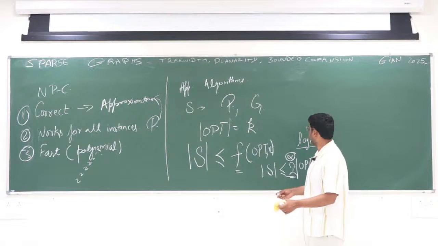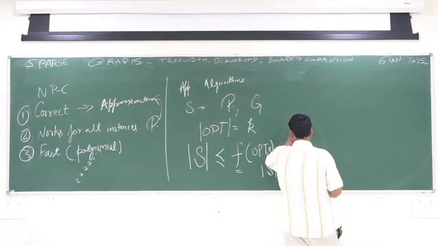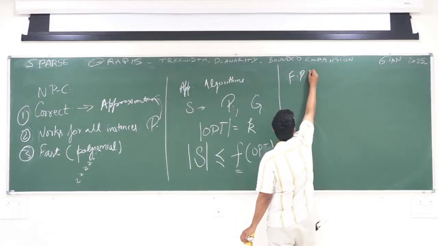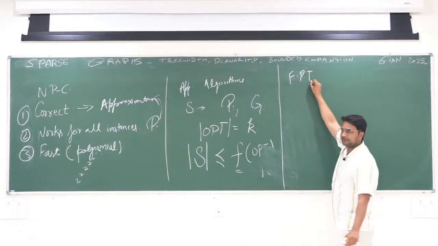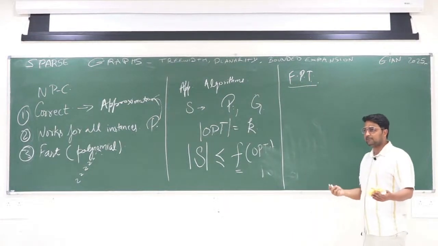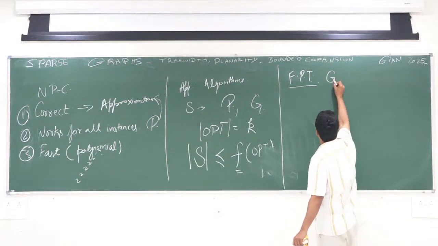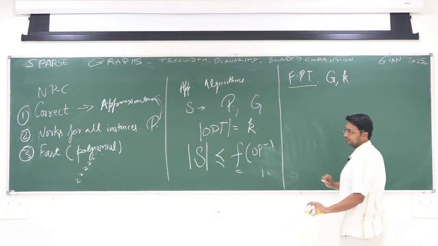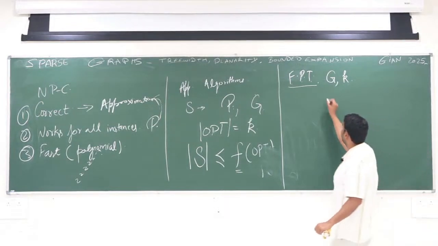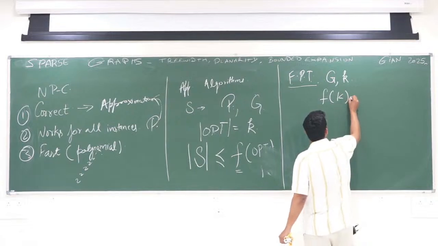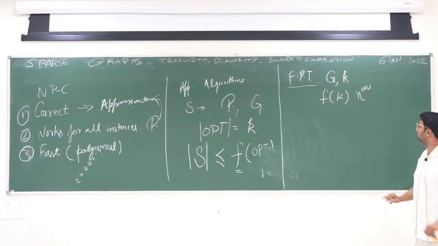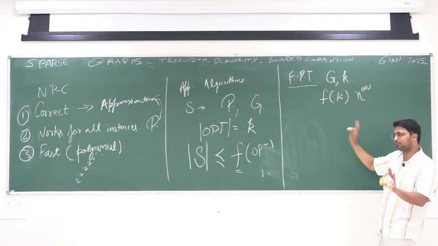Similarly, another paradigm that we work on is fixed parameter tractable algorithms. We have been looking at that. What happens here is that we have an input instance G and a parameter K as an input. And we want an algorithm with running time f of k times n to the power O(1), which is polynomial in n, but maybe exponential in k.